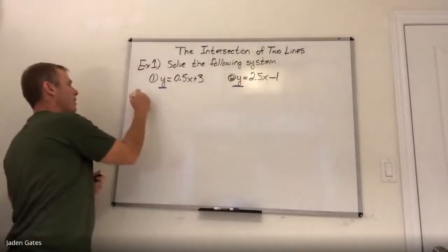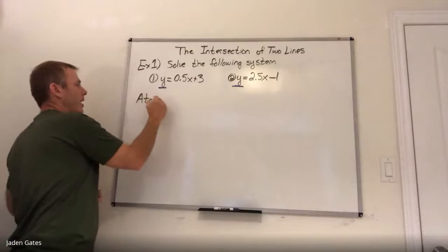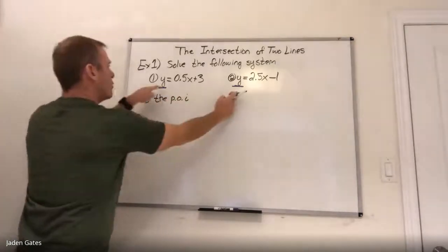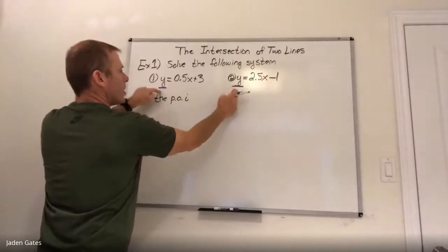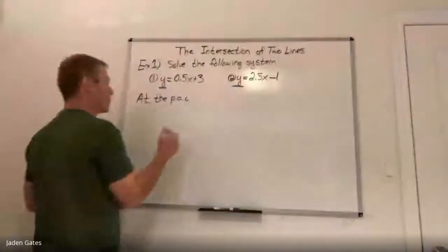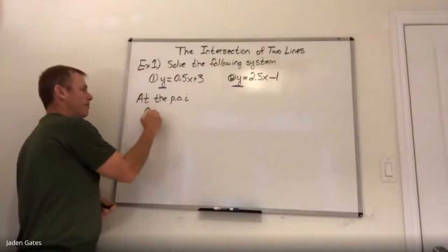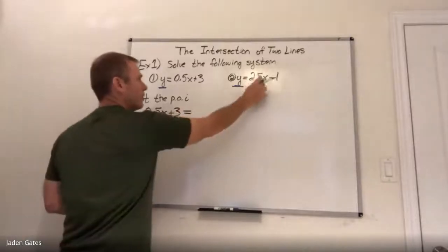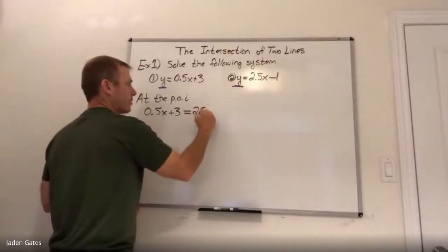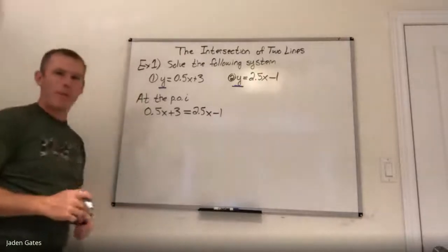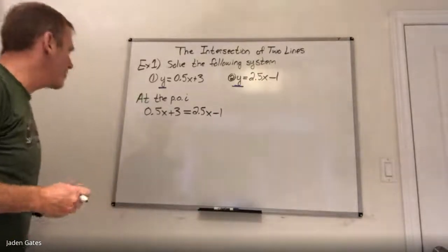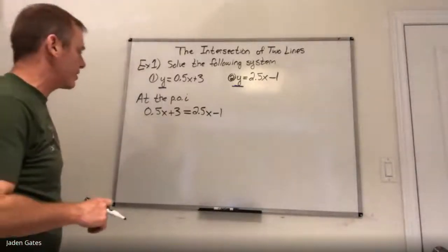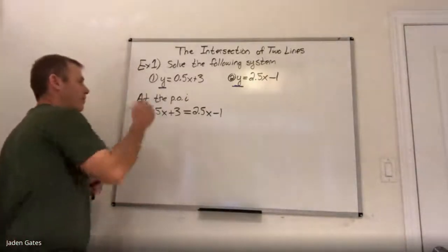So I'll throw that down here again, but I'm going to skip a step. At the POI, these two y's are the same. They're equal to each other, so that means these two guys have to be equal to each other. So I'm going to have 0.5x plus 3 has to be equal to my 2.5x minus 1. Because again, same x, same y at the same time. Well, here's what we got, an equation to solve for x. So we can find the x coordinate of our point of intersection.